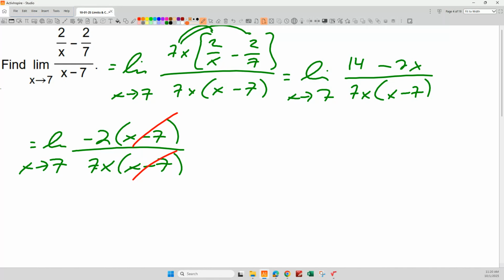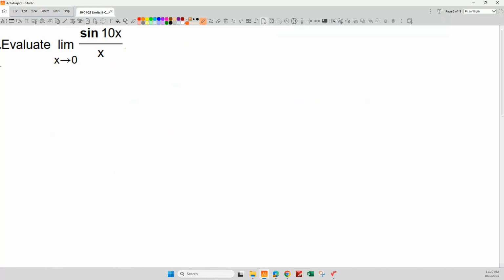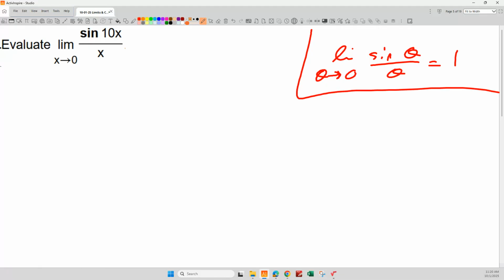Well, actually, there's one more. What about that one? What's the limit that we use here? What's the special limit we refer to? Sine of x over x equals 1. There you go. So the limit of sine theta over theta, as theta approaches 0, equals 1. Make that x on the bottom equal 10. Good. So we need to have the same theta on the top and the bottom.